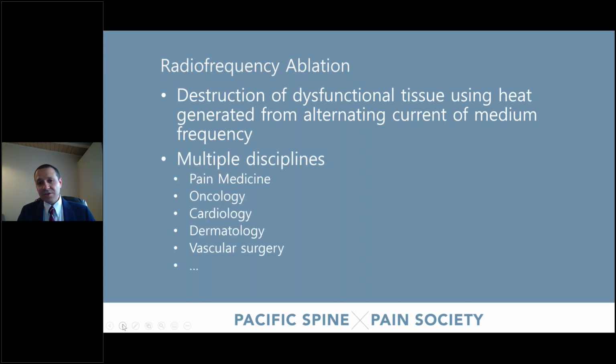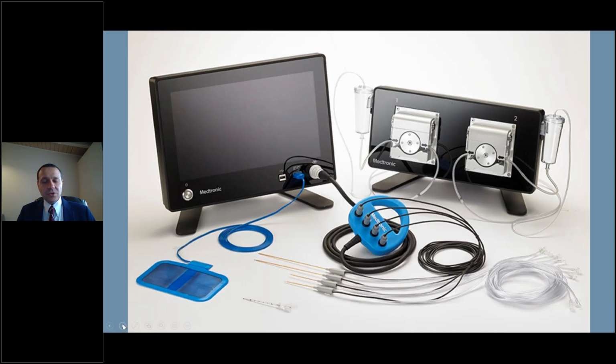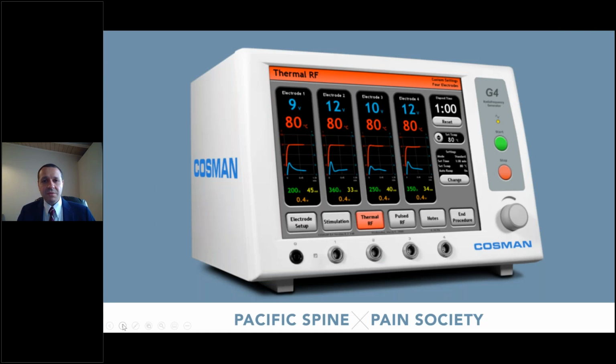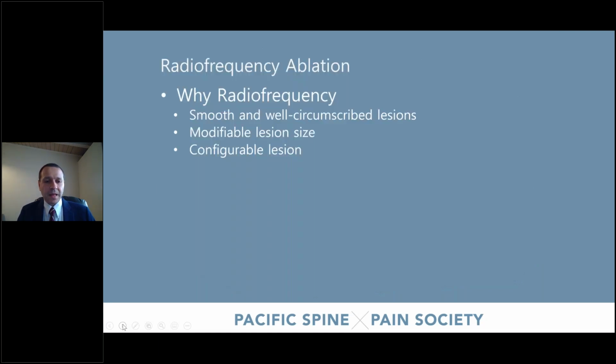It is destruction of dysfunctional tissue using heat generated from alternating current of medium frequency. Some of the parts of this definition can be used a little bit later in this lecture. And we are not the only subspecialty of medicine that is using this. We are sharing that with a lot of other subspecialties. And can I have the next slide, please? So there are many, many different companies at this point that are producing these different machines and generators for radiofrequency ablation. Some of them are even major neuromodulation companies.